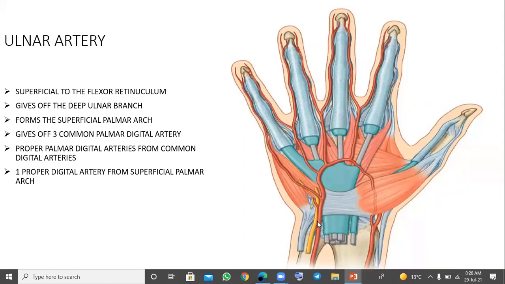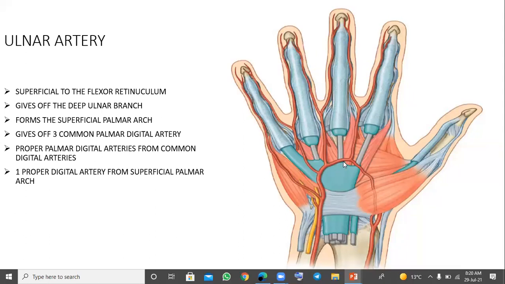Then the ulnar artery is going to continue as the superficial palmar arch. Okay, so that superficial palmar arch basically is going to be formed by the ulnar artery, although it is going to anastomose with a branch from the radial artery. We'll talk about that later. Okay, so you have that arch there that is formed basically from the ulnar artery.